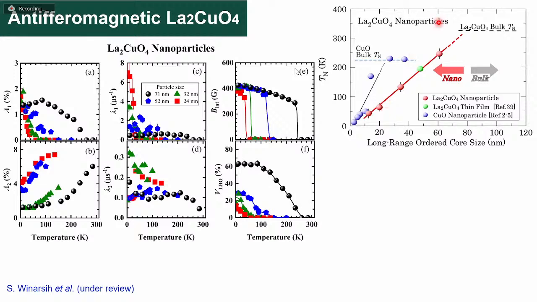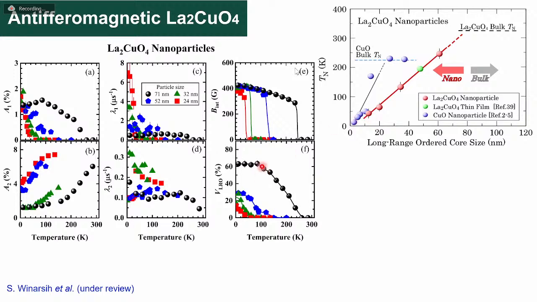Even if we compare to the bulk La2CuO4 case, the bulk La2CuO4 has a TN of around 320 K. If we compare to the 24 nanometer sample, the TN is around 30 K. So it means the nanosize effect causes a sudden suppression in the Néel temperature.